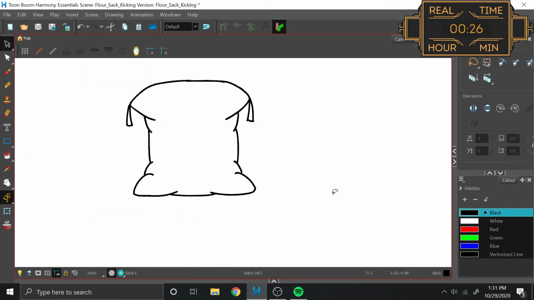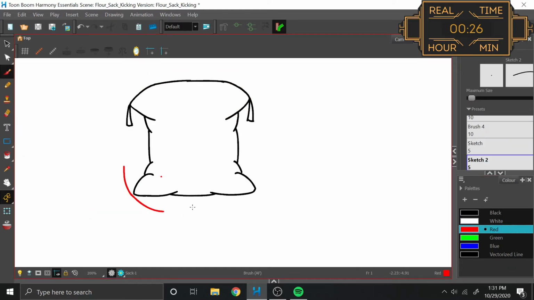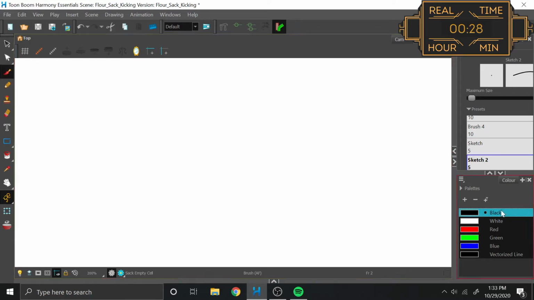In anticipation of the kick, I made an arc originating from the tip of the sack to see if I could predict the range of motion that the kick action might comprise. I didn't actually use this as a hard reference so much as a mental note to keep track of when the leg might be drawn too long or too short for future frames.